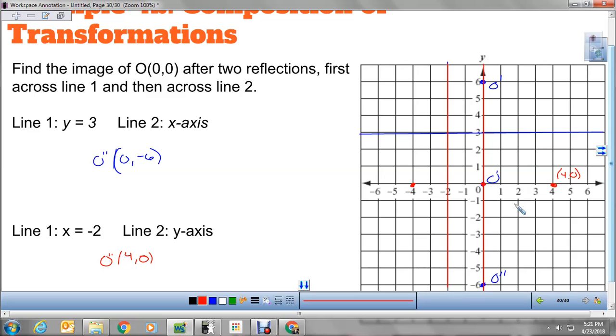All right, so this concludes our lesson on reflections. If you missed anything, you can always go back and look at each part. Remember, examples 3 and 4 are in part 2, and examples 1 and 2 are in part 1.